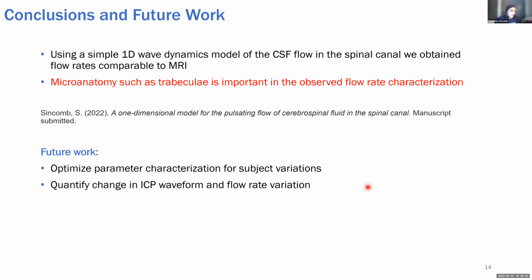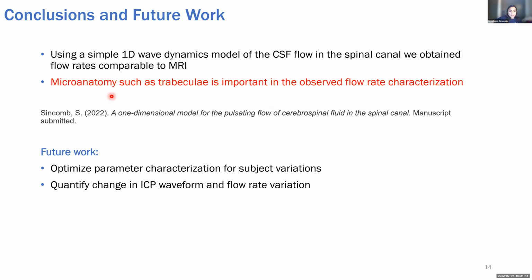So, I guess I went a lot faster than I anticipated. But basically, the key takeaway here is that with this simple 1D model, we're able to recapture the CSF dynamics that we observe along the spinal canal. And one of the more important observations being that we actually do need to incorporate these microanatomy features, the trabeculae, in order to actually capture that phase lag that we see, and also the attenuation, the rate of attenuation.